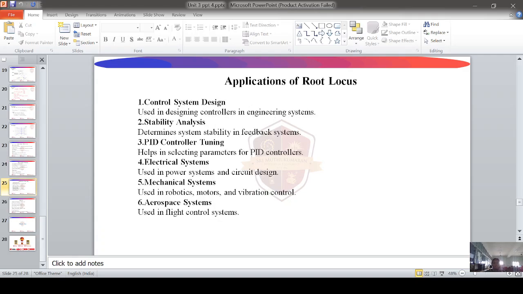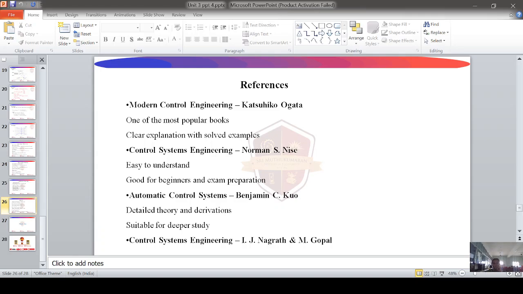Applications of root locus: it is used in control system design, stability analysis, PID controller tuning, electrical and mechanical systems, and aerospace systems. These are the references for further study.